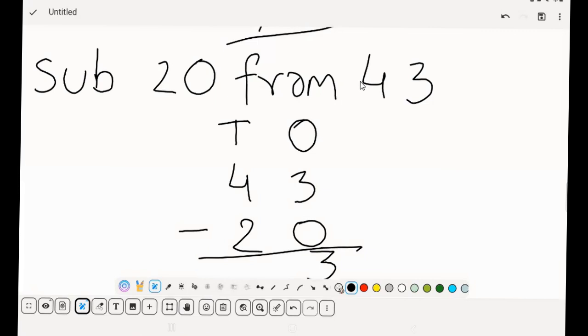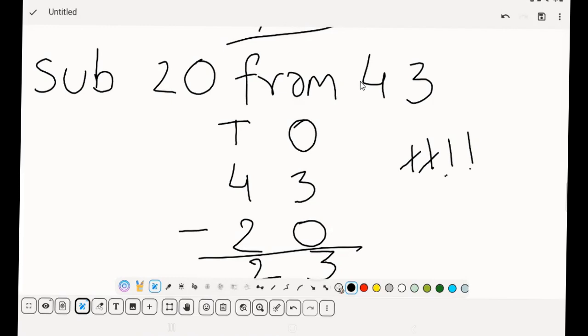Now we have to subtract the tens group. So how will you do that? You have to subtract 2 from 4. We will read it as 2 from 4. Then you have to draw the 4 lines and cut the 2 lines. Then how many remain? That is a 1 and 2. The answer will be 23. It is clear from this example, I think, right?